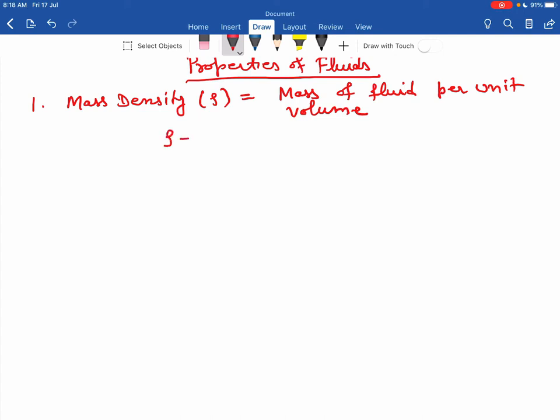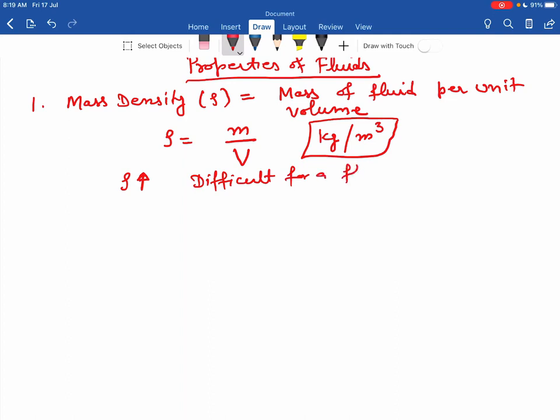Okay, so the formula for rho is m upon v. Now its SI unit is, for mass the unit is kg and for volume the unit is meter cube. So this is its SI unit for mass density. The greater the value of rho, the more difficult it is for a fluid to flow. Okay. Now the density of water is 1000 kg per meter cube.